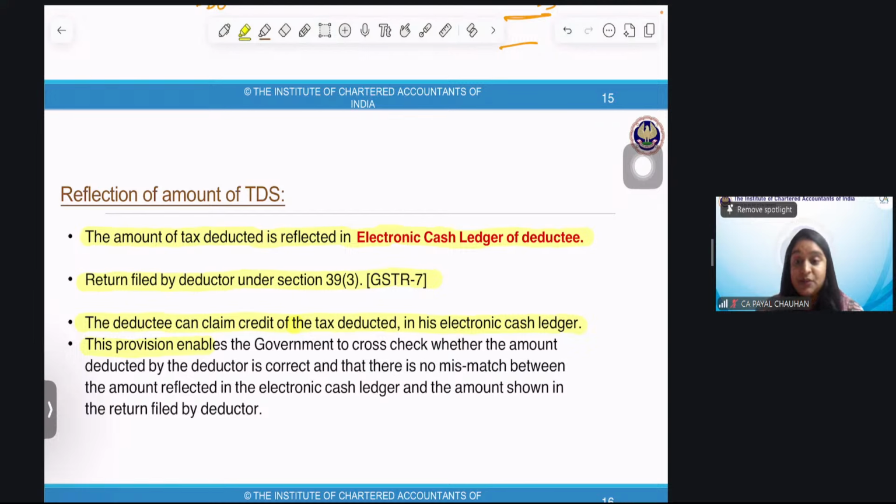Did you understand? Now, this is the reason. This provision enables the government to cross-check whether the amount deducted by the deductor is correct, and that there is no mismatch between the amount reflected in the electronic cash ledger and the amount shown in the return filed by the deductor. Did you understand? The government wants online, real-time information. So I also know what I have filed. My supplier also knows how much TDS is deducted. Is this correct or not? And the government also has the entire information.